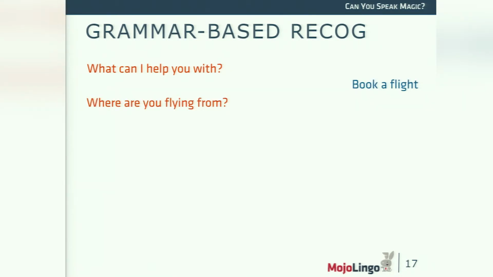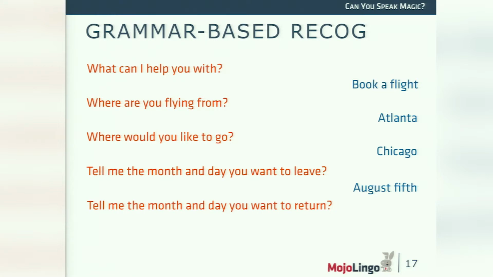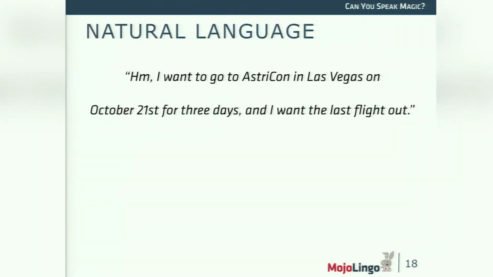Where are you flying from? Atlanta. Where would you like to go? Chicago. Tell me the month and day you want to leave. August 5th. Tell me the month and day you want to return. August 8th.